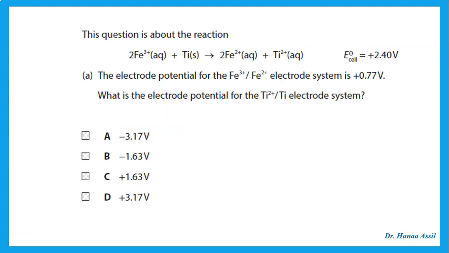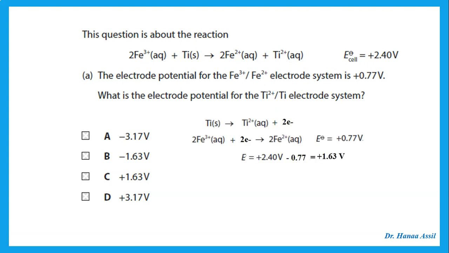This question is about this reaction. The electrode potential for iron 3, iron 2 is plus 0.77. What is the electrode potential for the titanium 2 plus, titanium electrode system? I'm going to remind you again that when we're given electrode potentials, this is for the reduction. So, okay, I have reduction in there, so the E note is what he gives me.